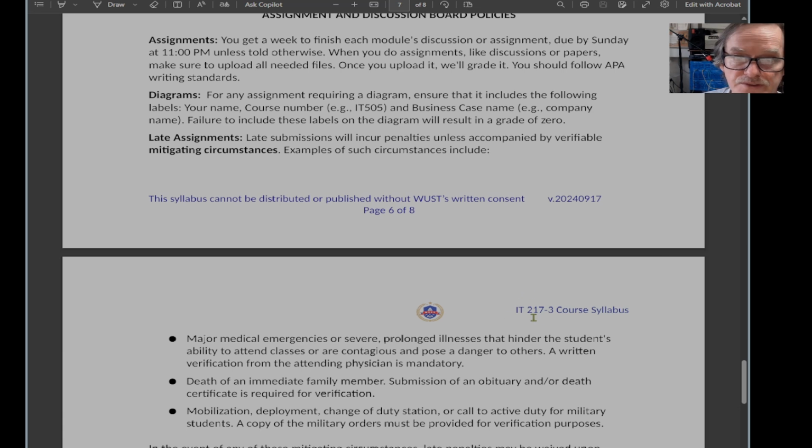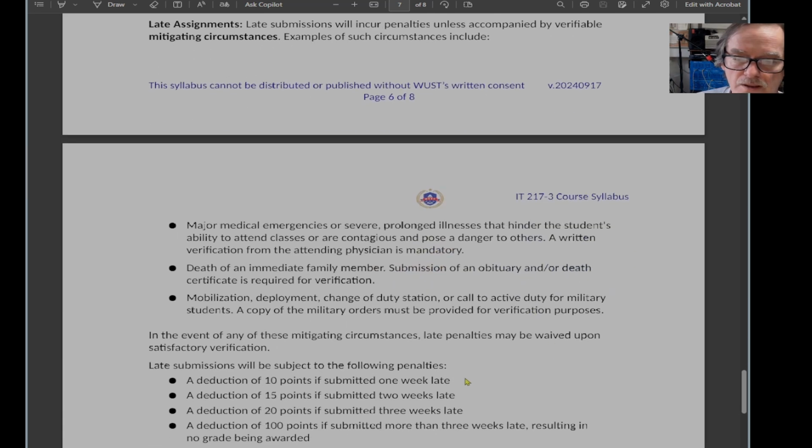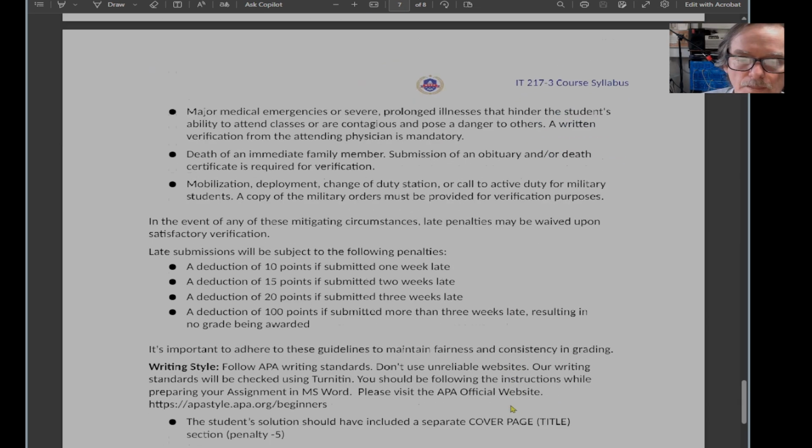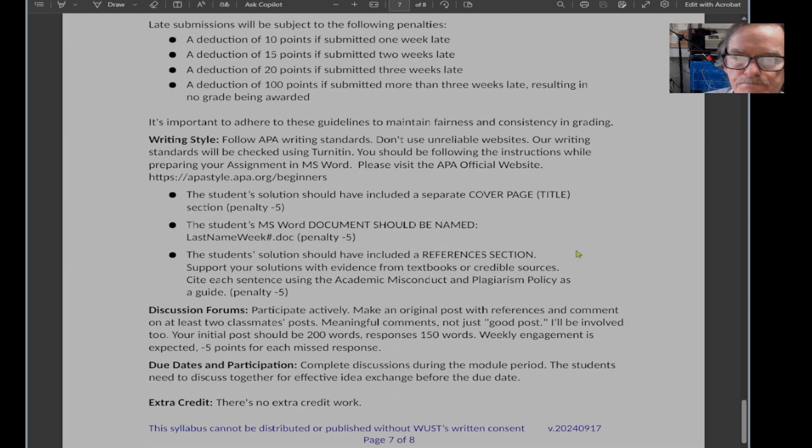Now, the late penalties, I'll show you. If it's up to a week late, minus 10 points. That's a whole letter grade. 2 weeks, minus 15. 3 weeks, or up to 3 weeks, minus 20. After 3 weeks, you get a 0.